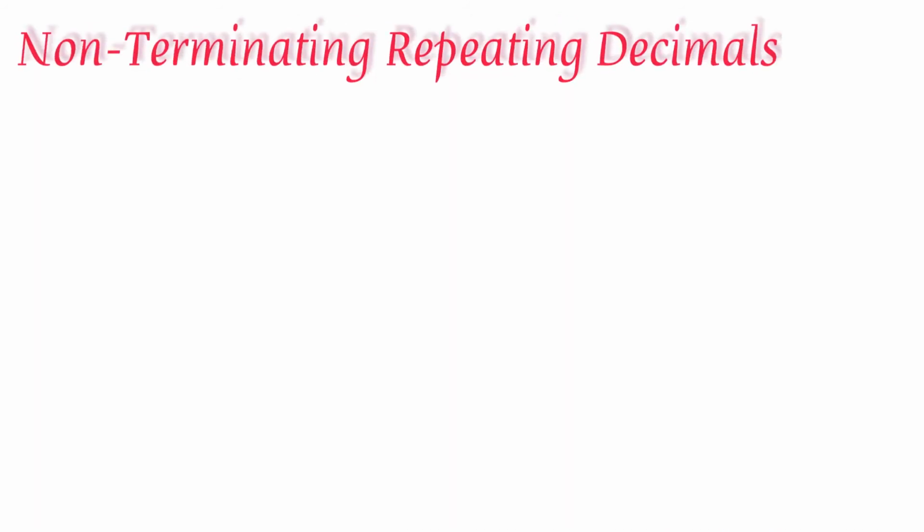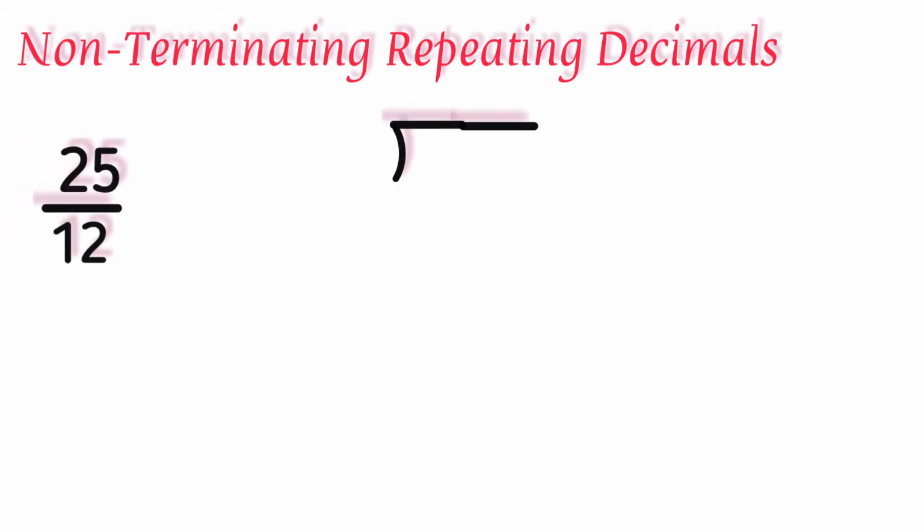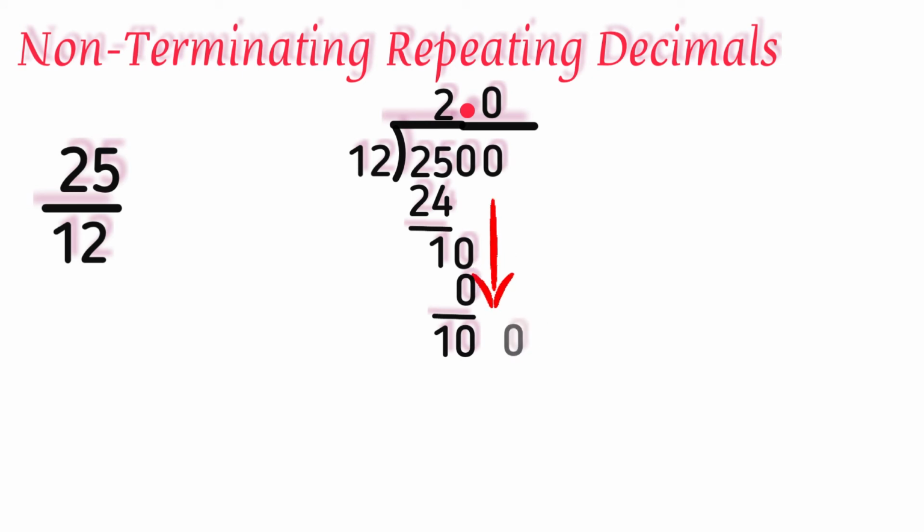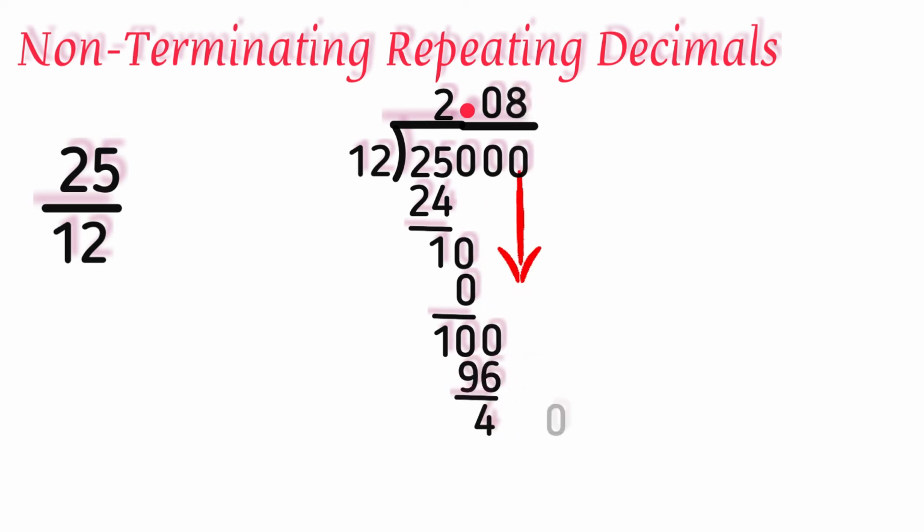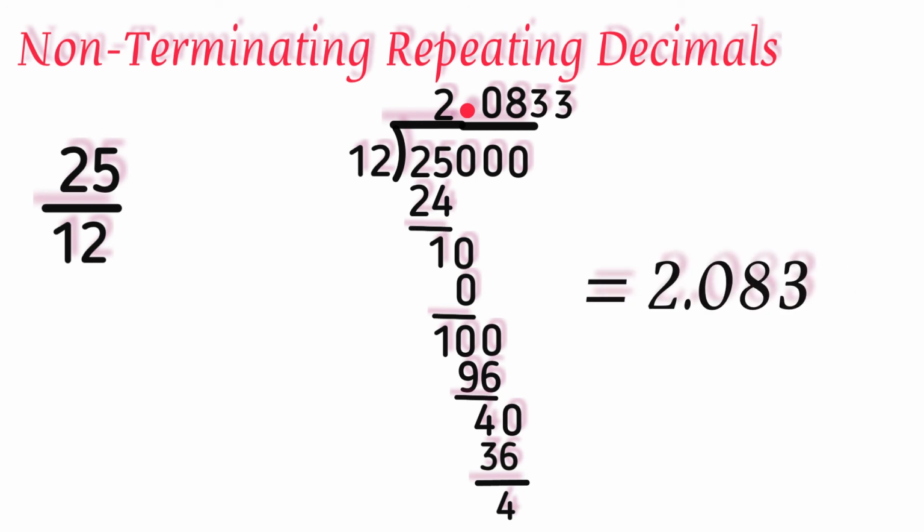Let's take one more example and convert 25 upon 12 into its decimal form by dividing 25 by 12 as we did earlier. But in this case, you can see that the remainder 4 keeps on repeating again and again, and 3 in the quotient also keeps on repeating. When a digit goes on repeating endlessly, we place a bar over it. Hence, the decimal expansion of 25 upon 12 is 2.083 with a bar on top, which is a non-terminating decimal.